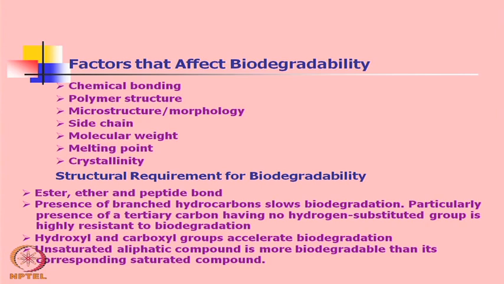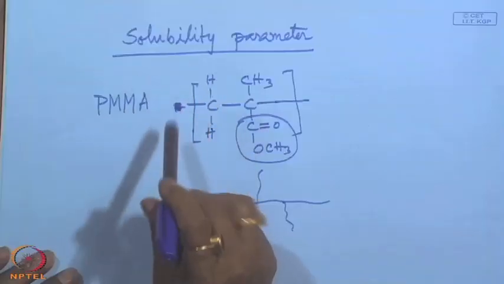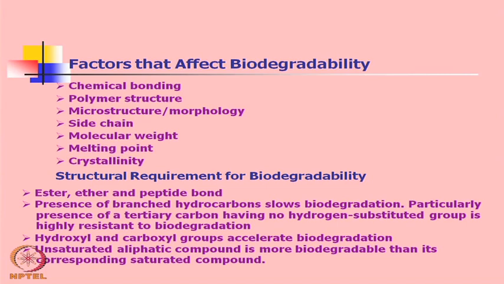Molecular weight. If the molecular weight is very high, again the degradation will be lower. So, molecular weight is also a factor we must think of. Melting point. High melting point polymers, or polymers which melt at very high temperature, are not degradable very easily, that takes longer time. Polymers having lower melting point, lower softening range, degrade faster. Similarly, the crystallinity, which is related to this microstructure and morphology, etc.